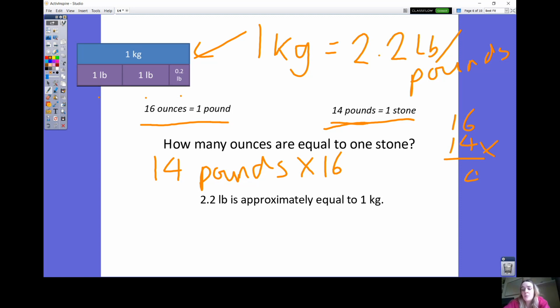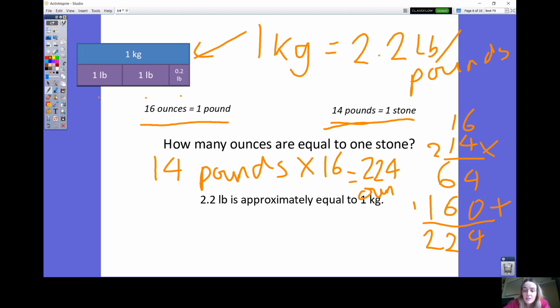6 multiplied by 4 is 24. Regroup 2. 6 multiplied by 1 is 6, add 2 is 8. Put a 0 here. 1 multiplied by 6 is 6. 1 multiplied by 1 is 1. Add them together. That's a 4. So it is equal to 224. So how many ounces are equal to 1 stone? 224 ounces in 1 stone.